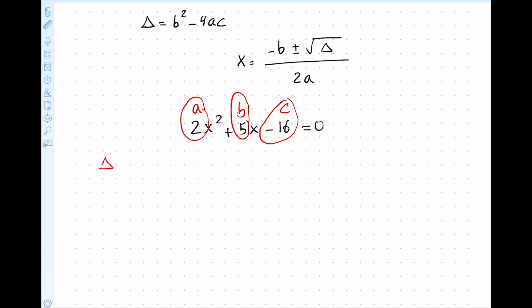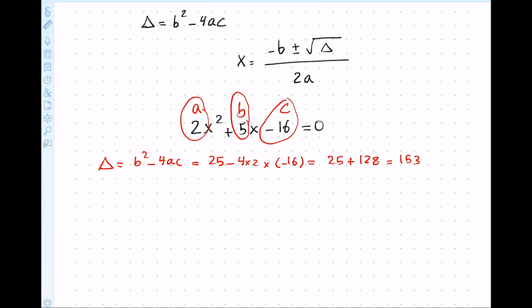Let's figure out how much delta is. Delta is b squared minus 4ac. All right, b squared, 5 squared is 25, minus 4 times 2 is 8, times c, which is negative 16. That's negative 16 here. All right, so I have 25 plus 128, plus 25 is 153. All right.